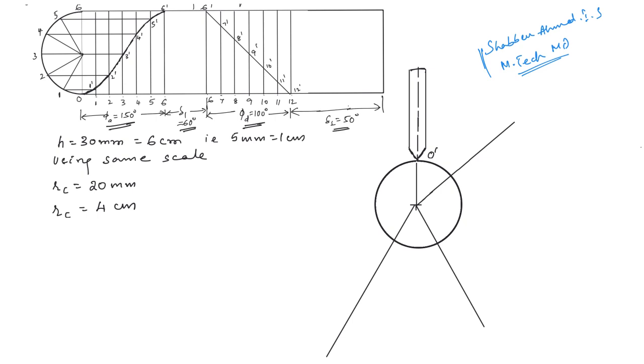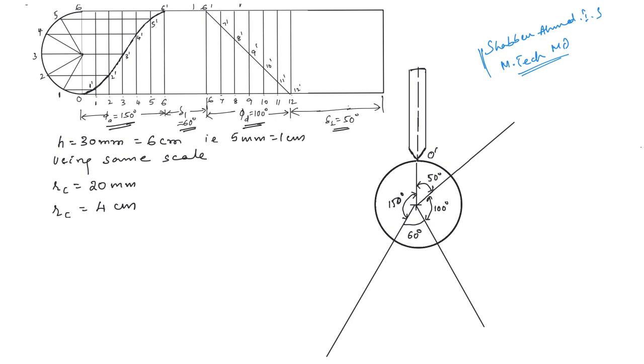Now, this is the first angle that is marked. This is 150 degrees, the angle of ascent. Then we have the dwell, 60 degrees. Then we have the descent, 100 degrees, and then we have another dwell. This is 50 degrees.